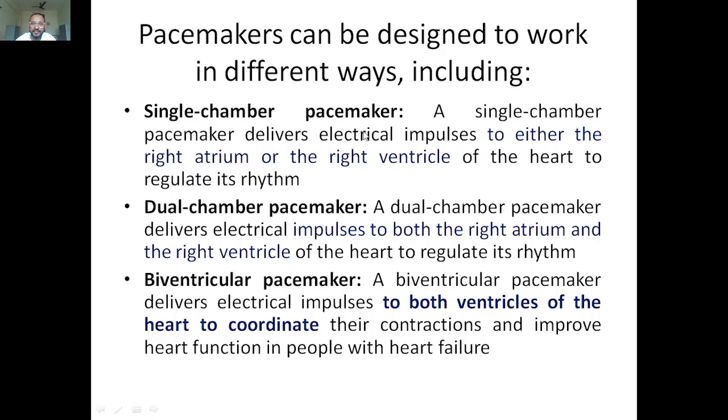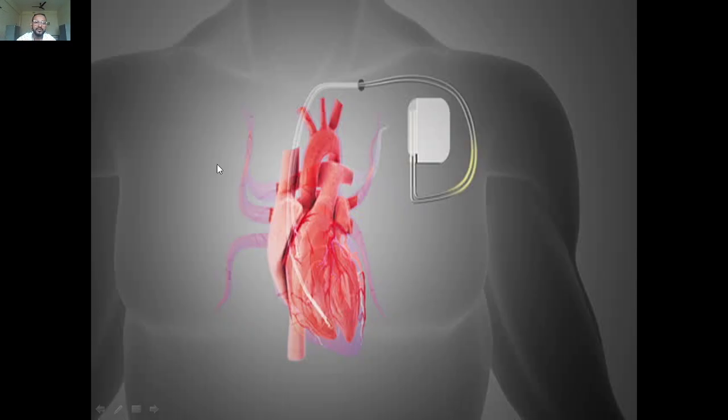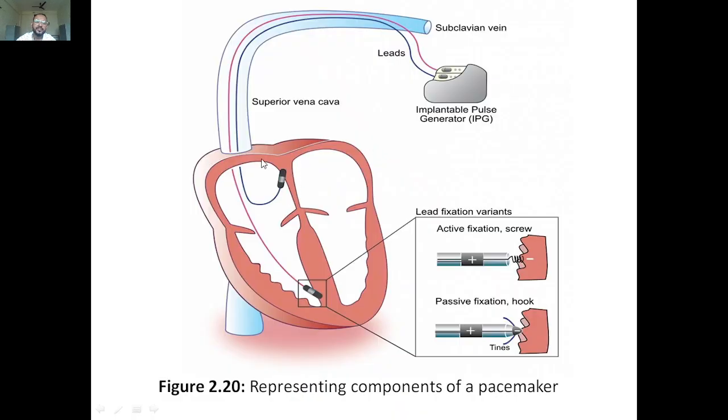So now we know what a single chamber pacemaker is, which delivers to only one particular chamber. Whereas dual chamber, in the sense, a dual chamber pacemaker delivers electrical impulse to both the right atrium and the right ventricle. So both sides, right atrium to right ventricle, that's why it is called a dual chamber. Now in the previous case, single chamber, either this or this. For the second, dual chamber, this and as well as this. Understanding? That is called dual chamber.